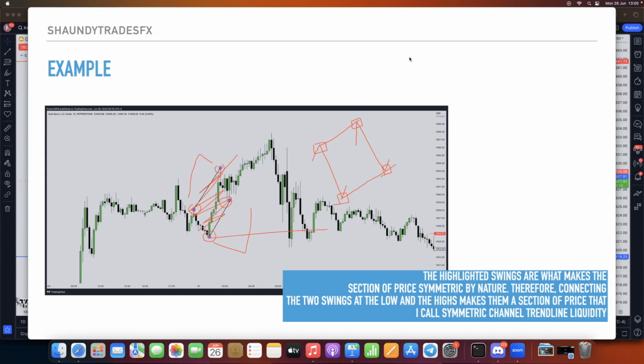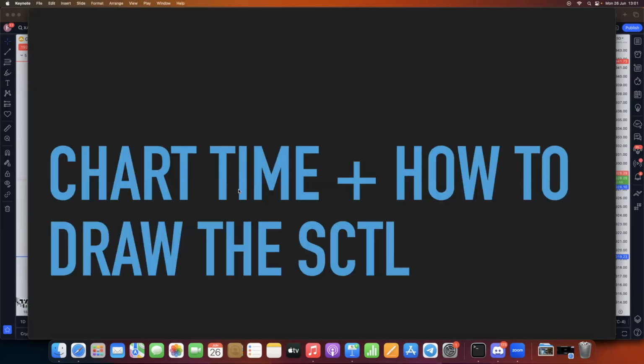You can see it exists everywhere, in the bias strategy, everything. And lucky for every one of you, we have the bias predictor. You can combine the bias predictor with the price action predictor, and boom, you have a working model. So let's look at how to draw the SCTL. Let's look at the chart time.